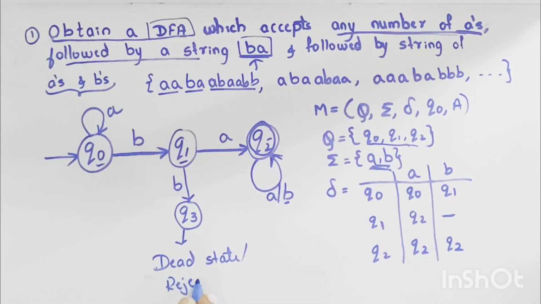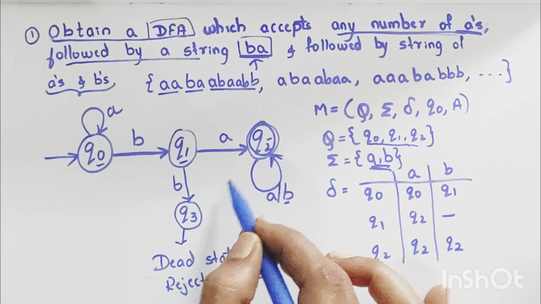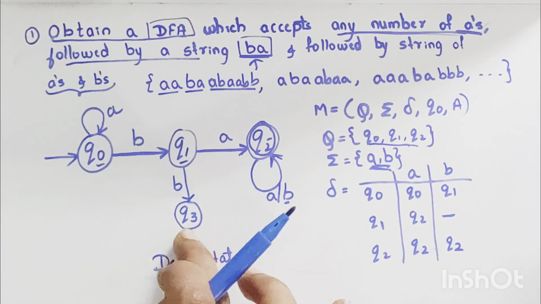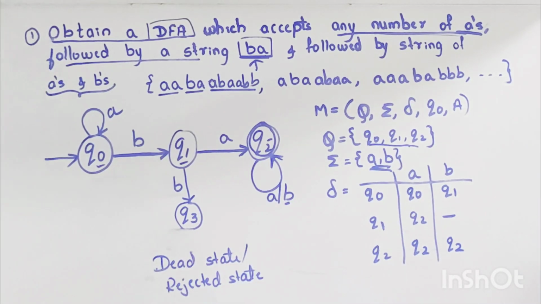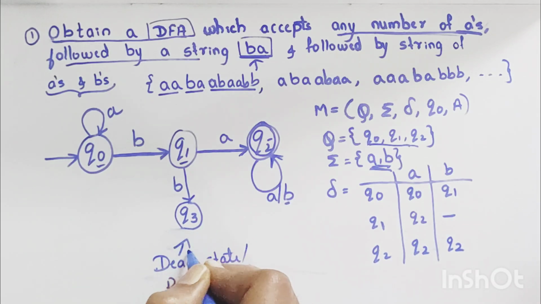It is recognized as the dead state or reject state. Why are we calling this Q3 a reject state? Because if the machine enters Q3, then it can't move further towards the final state, so the machine will halt here only. And as we are designing the DFA, we are supposed to show the possible A and B transitions even for this dead state also.